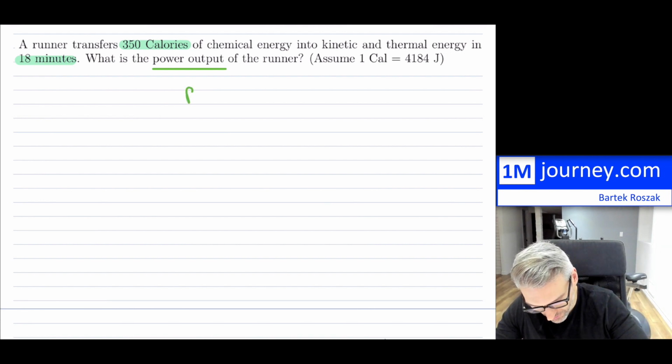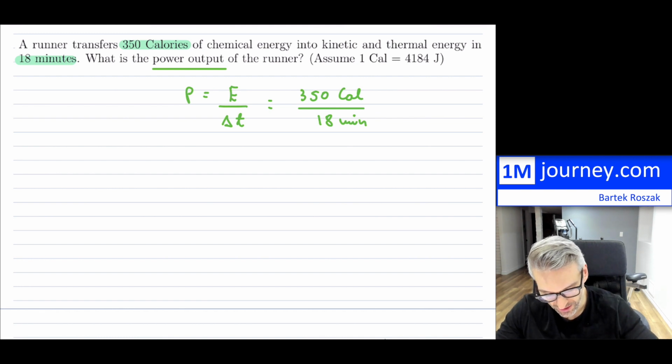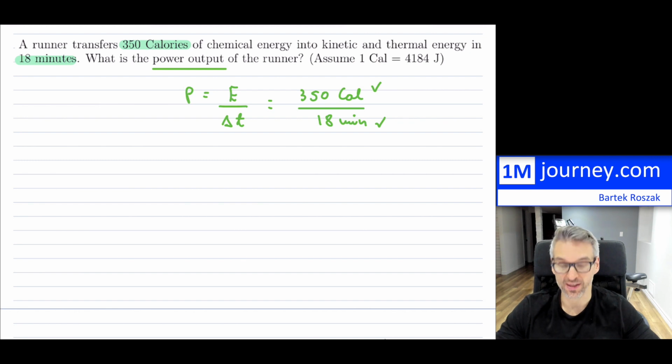So first, we of course have to know that power is the energy over the time that passes by. Now we have all of this. This is actually 350, however, it's in calories. And here we have 18 minutes. So our only hiccup really is the actual unit. We're going to have to change the units into SI units.